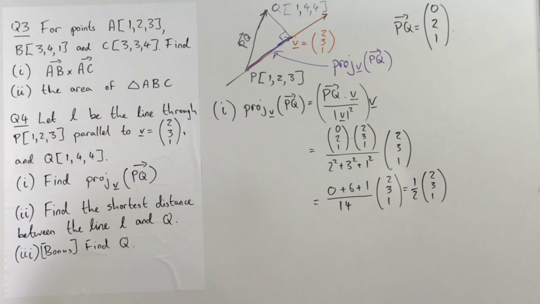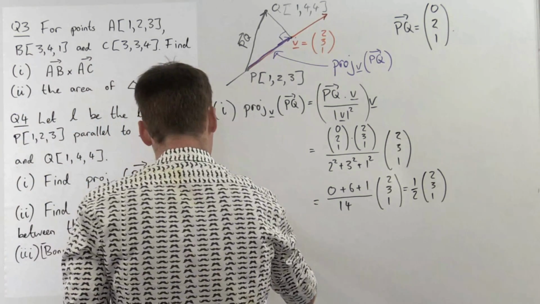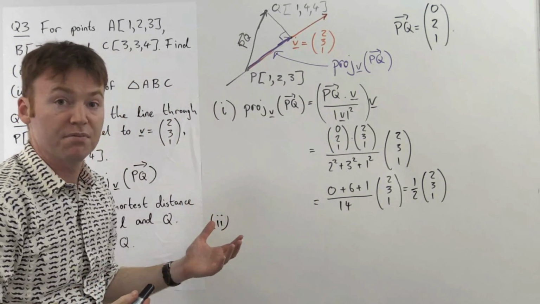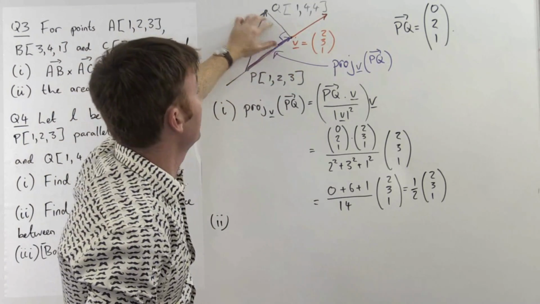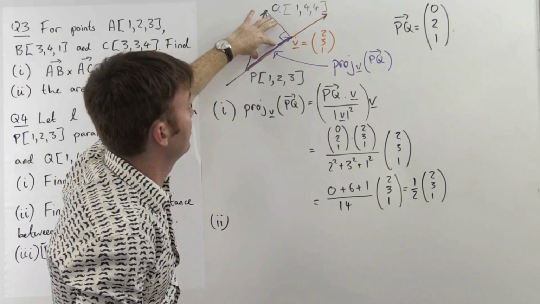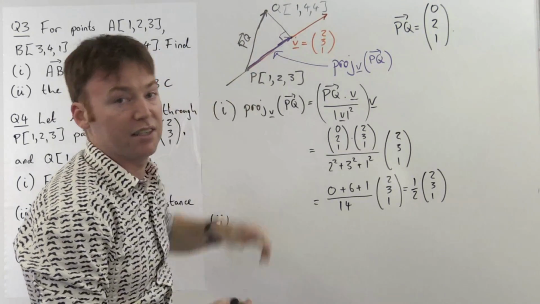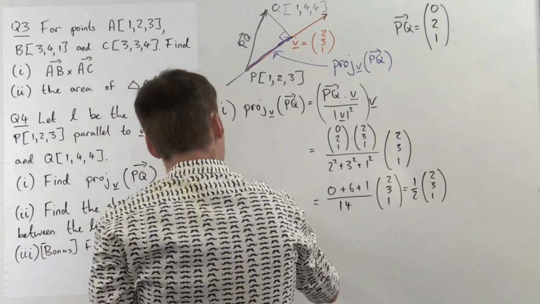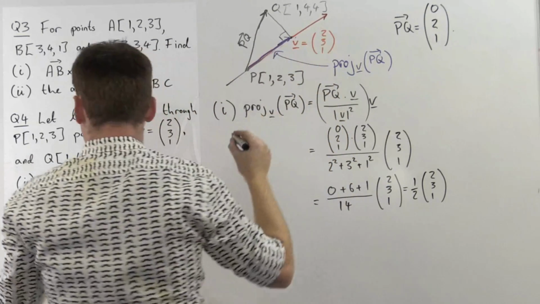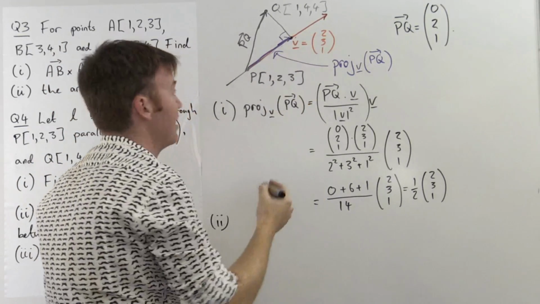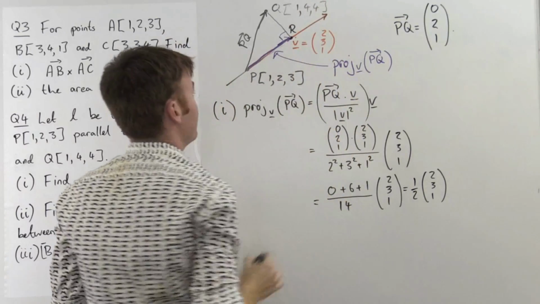The second part is then to find the shortest distance between the line L and Q. Now you've got some options here. The vanilla option is to use Pythagoras' theorem. You're after this squared and you've got PQ, you've got this purple vector, you could just do this squared minus this squared is equal to this squared, and that's exactly what we'll do. So, do we have a name for this point? No. Yeah, let's name it. Let's call it R. Let's be unimaginative here.